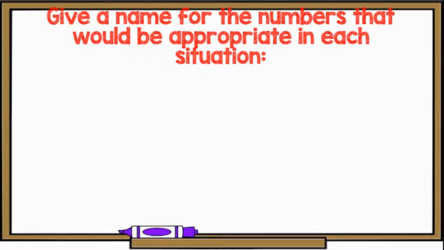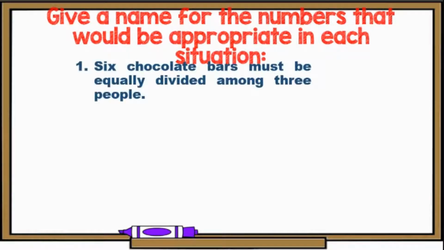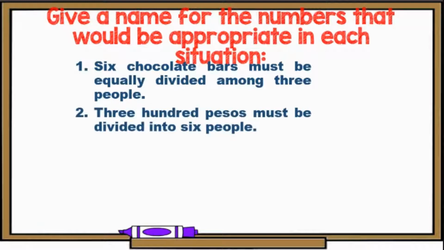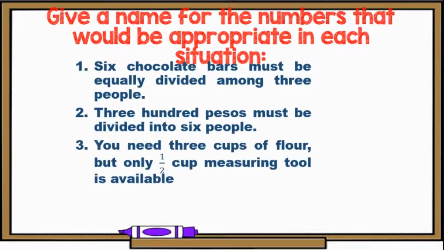Give a name for the numbers that would be appropriate in each situation. 6 chocolate bars must be equally divided among 3 people. How are you going to represent that using numbers? Next, we have 300 pesos must be divided among 6 people. And finally, you need 3 cups of flour, but only a 1/2 cup measuring tool is available. So, how would you represent them?